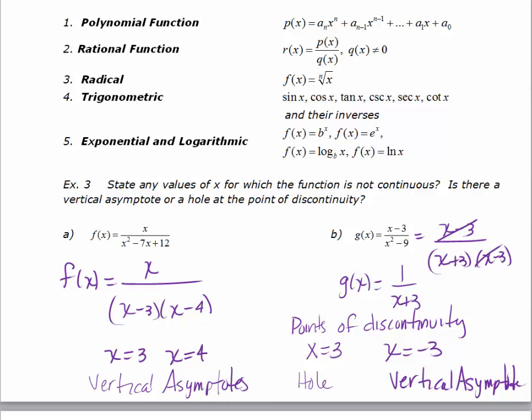Okay, in the next video we're going to look at the continuity of piecewise functions.